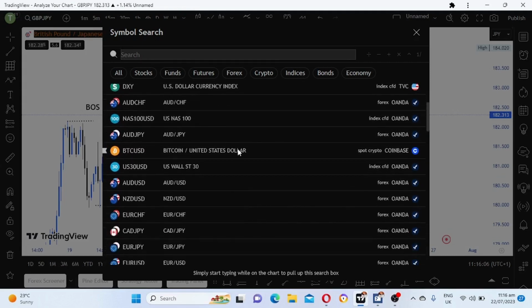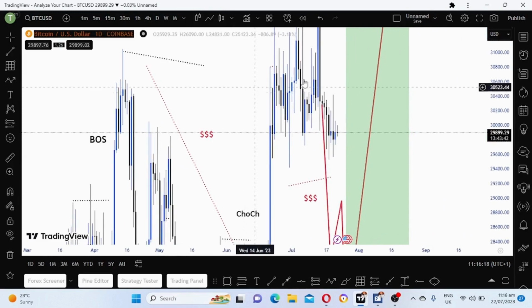What else? Let's look at Bitcoin. Bitcoin also is just consolidating around that area.